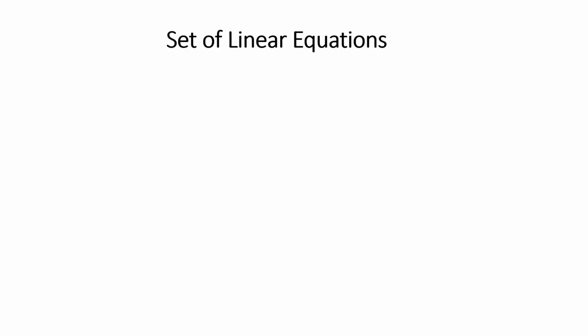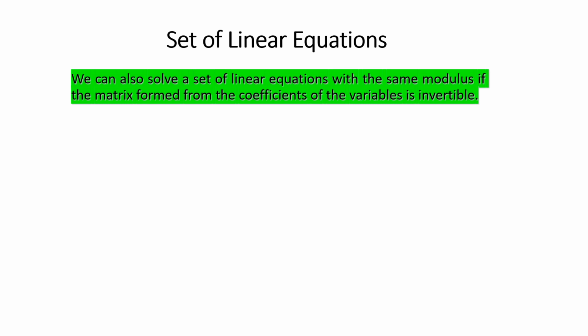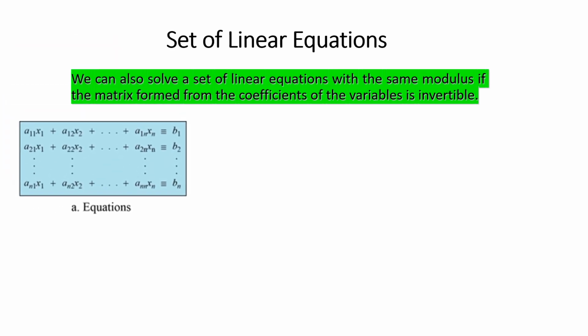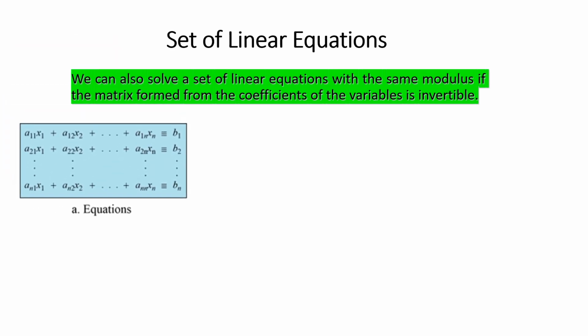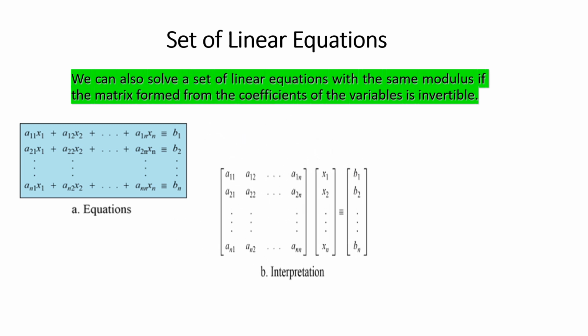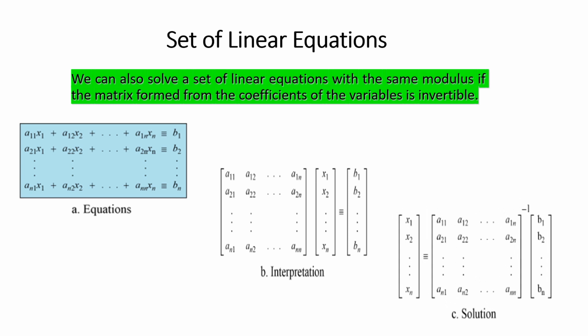We can also solve a set of linear equations with the same modulus if the matrix formed from the coefficients of the variables is invertible. We make three matrices. The first is the square matrix made from the coefficients of variables. The second is a column matrix made from the variables. The third is a column matrix made from the values at the right-hand side of the congruence operator.